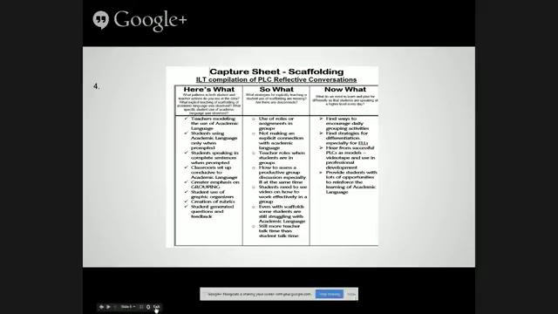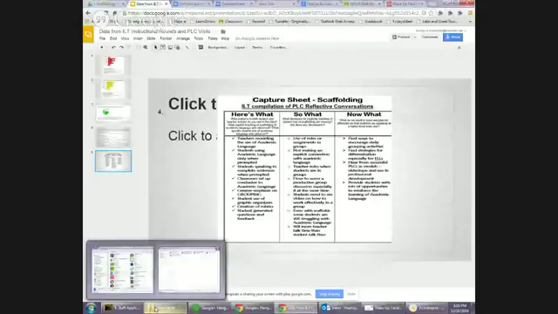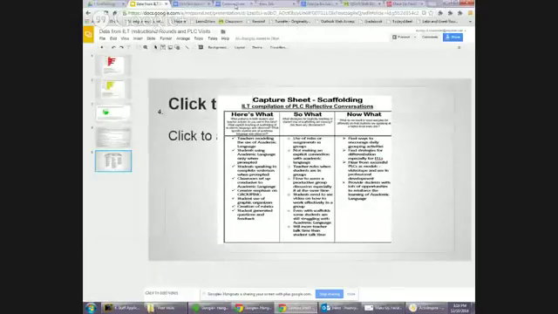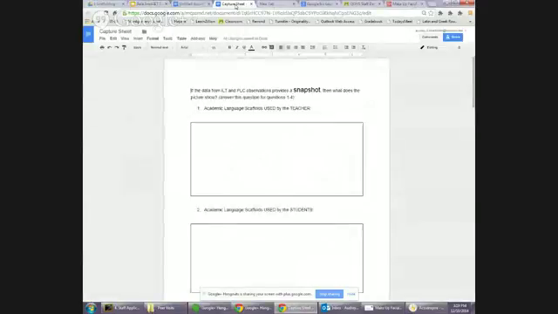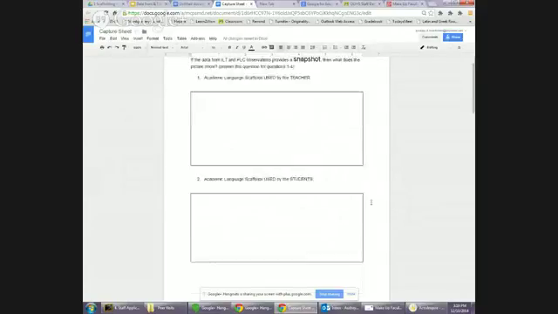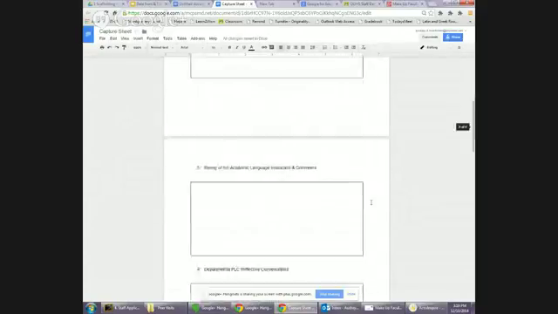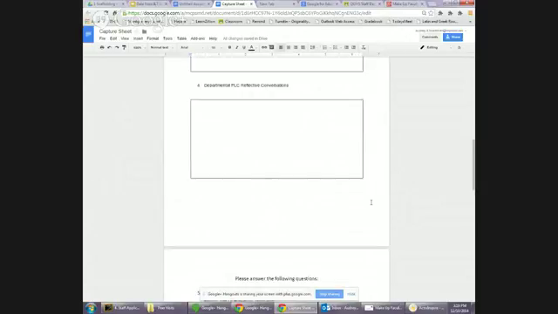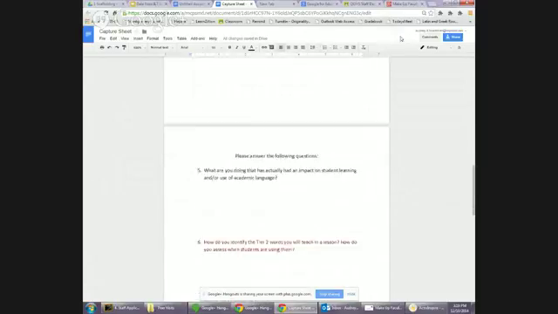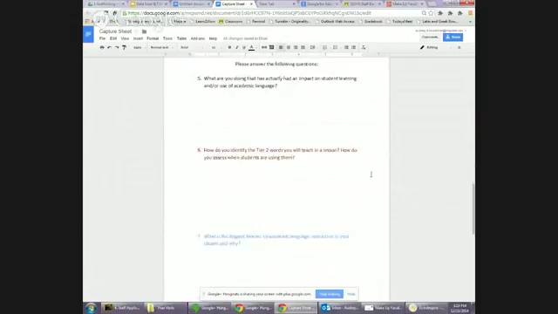So again, this capture sheet document is the place where you can take all of those pieces of data and capture them in these boxes. And of course, there's a place for you to type and then a place for you to actually click Turn In. It's going to be right up here when you submit it to Classroom.